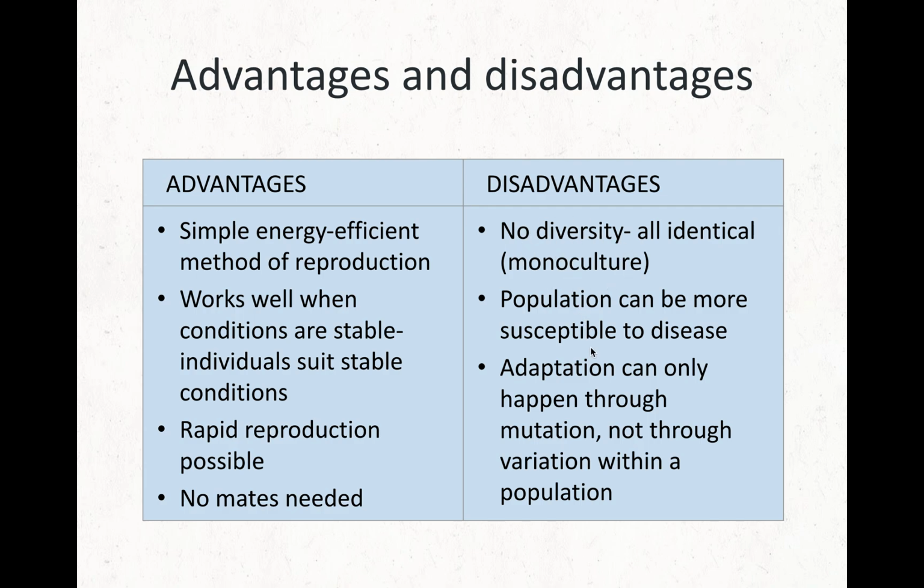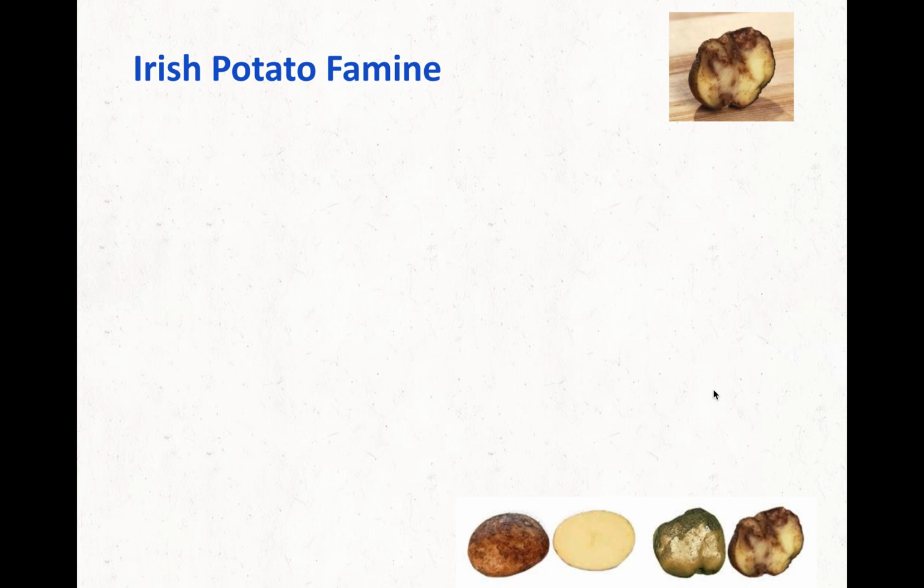And we saw with the potatoes that if a disease comes through, because there's no genetic diversity, they all died. And the only way you get any sort of variation is through a mutation that might happen in the population. So hopefully you understood that yesterday and you summarised it well.